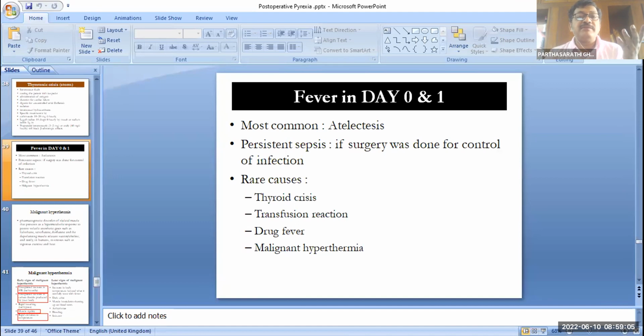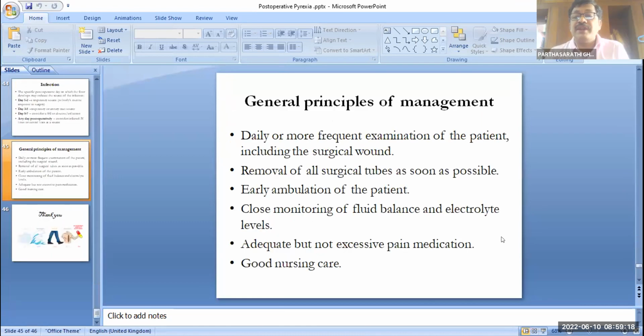Now, at the end, I want to mention the general principles that you have to keep in your mind. Daily or more frequent examination of the patient, including the surgical wound, a methodical examination, and removal of all surgical tubes as soon as possible. That includes even the Ryle's tube. A Ryle's tube can cause sinusitis and can cause fever.